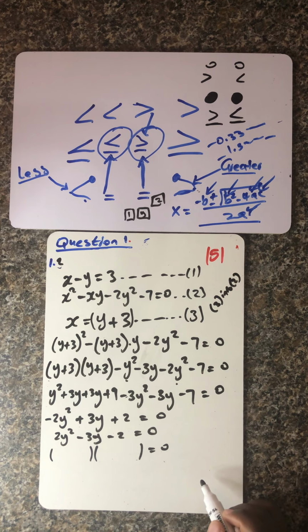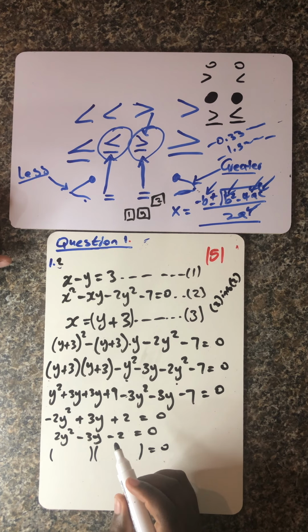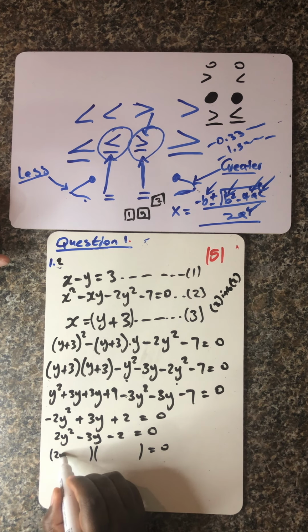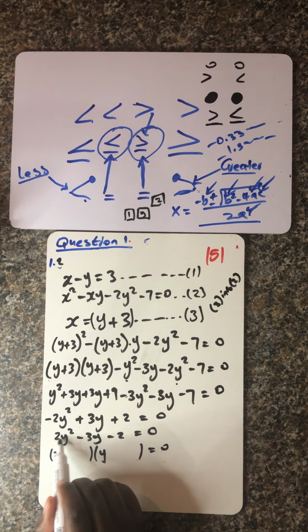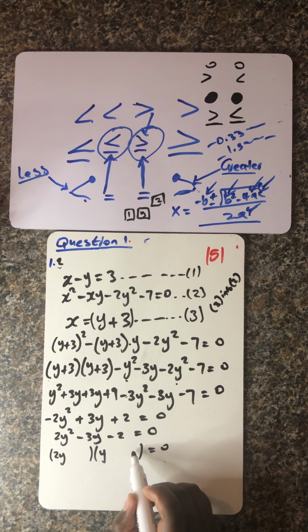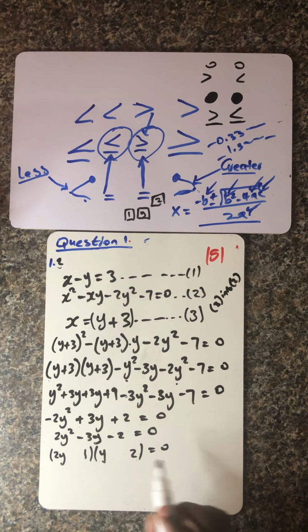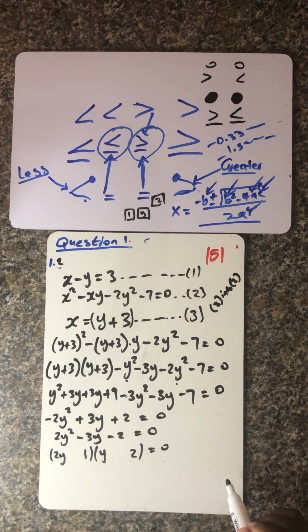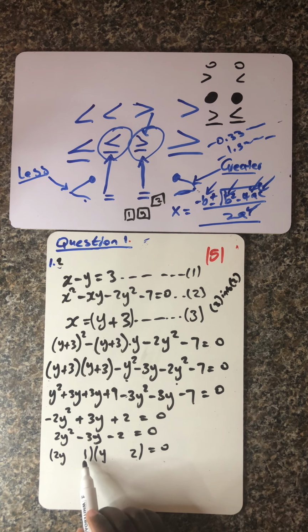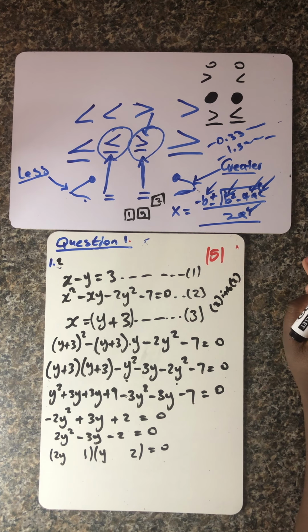I've taught you how to easily factorize, so I won't waste much time on this one. So ladies and gentlemen, obviously for you to get the factors, it should be 2y, it should be y, because when you multiply 2y times y, it takes you back to 2y squared. And you know it's 2 and y, whereby when multiplied with each other, they give you 2, isn't it? 2 times 1 gives you 2.